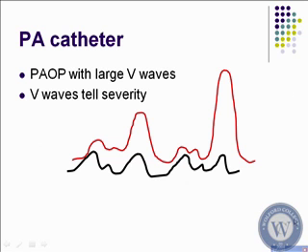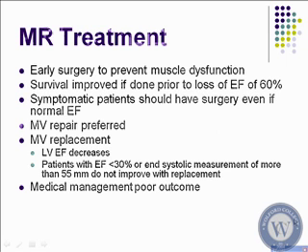With the PA catheter, this is the normal in the black. And what you see in this situation is an enlarged V wave. The more severe it is, the larger the V wave. So it begins to mimic the ventricular waveform that's inside the heart. The V wave tells you how severe the MR is.